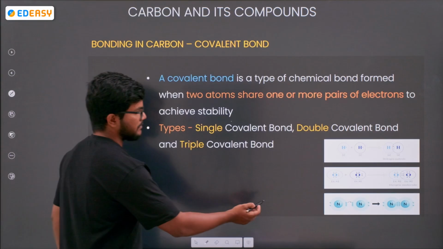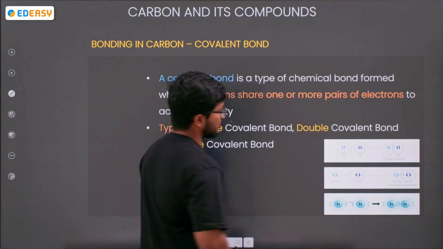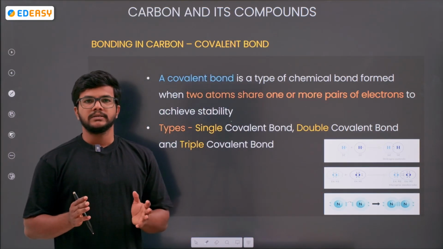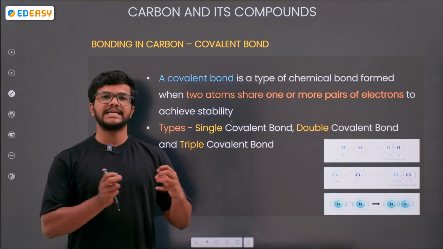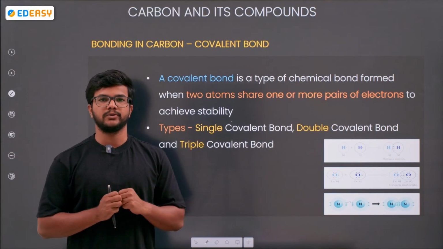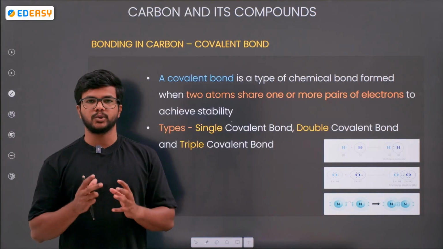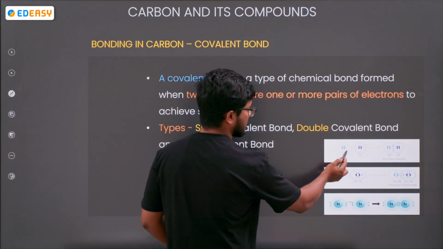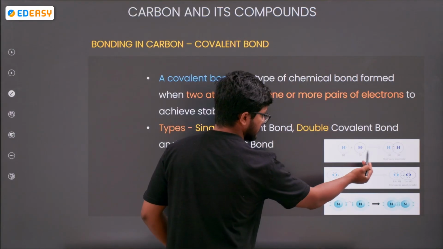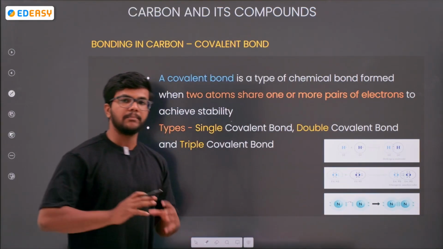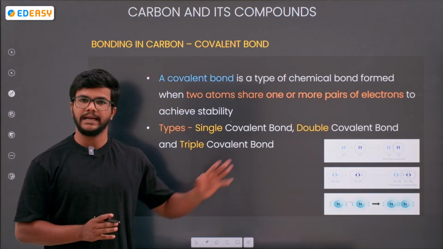There are single covalent bond, double covalent bond and triple covalent bond. Here there are some examples. For the hydrogen, atomic number is 1, and hydrogen will share its electron with another hydrogen to become a stable electronic configuration. Here, two electrons are shared between the hydrogens which satisfies the completely filled shell in the hydrogen.